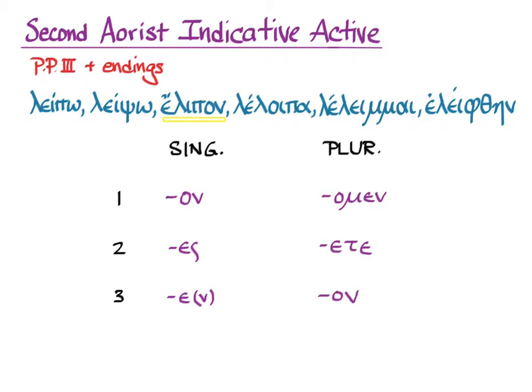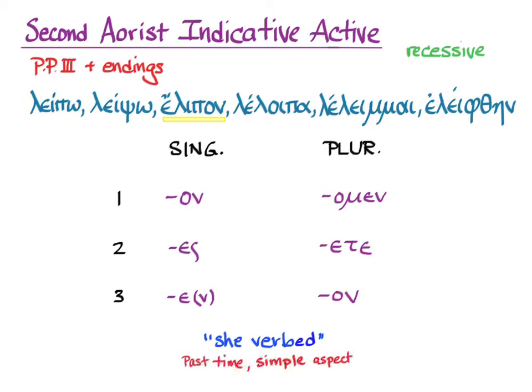I hope they look to you just like the active endings of the imperfect indicative. And that's really what they are, and so you already know them. Now you have to remember to put them on the third principal part of lepo when you want to have the aorist indicative, but those are the endings that you already know. Accent is recessive, and the default translation is the aorist translation, she verbed, past time simple aspect, as you have learned for so long for the aorist indicative.